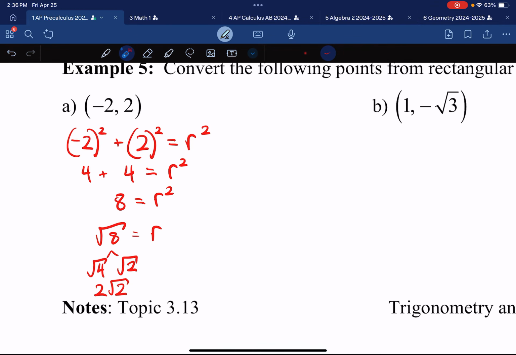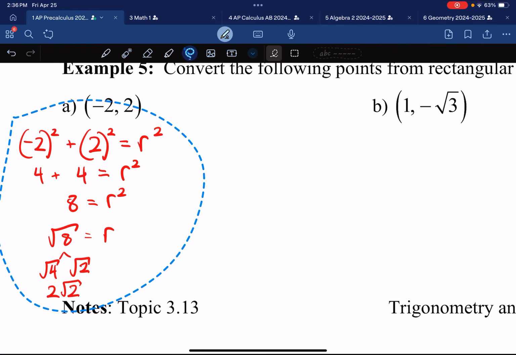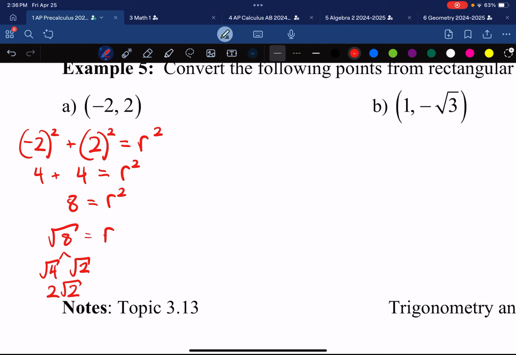Okay, so we're halfway done. We found the radius. We also need to find the theta. We need to find the angle, which means you guys need to move over and leave some room to find our theta. To find our theta, I know that I'm going to set up a tangent. So tangent of theta will be equal to the y-coordinate. Again, y-coordinate is that one, so it's going to be 2 divided by the x-coordinate, which is negative 2. And that's like saying, hey, tangent of theta is equal to negative 1.